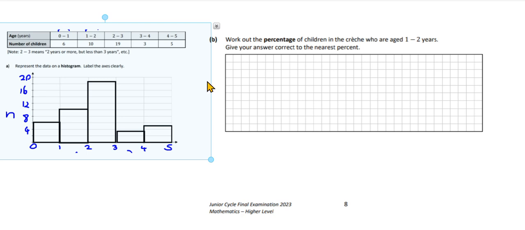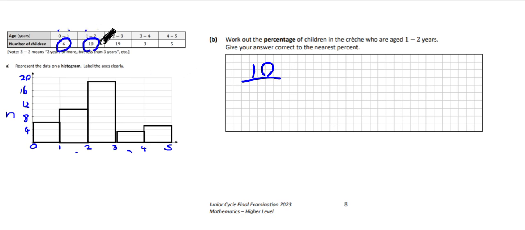Okay. Work out the percentage of children who are in creche aged 1 to 2 years old. Give your answer to the nearest percentage. Alright, how many are 1 to 2 years old? 10 of them. How many children in total? 6, 10, 19, 3 and 5 all added together. And we got an answer for that? 43. It is 43, yeah.